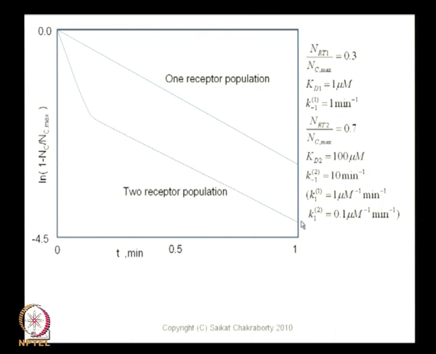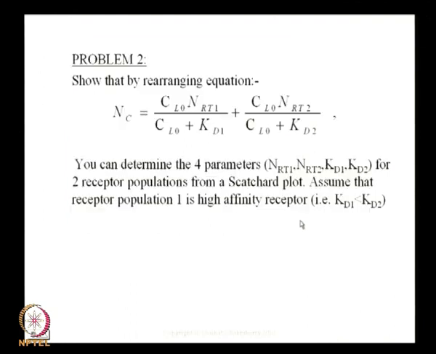Now, we have one more class today, but write down this problem for now. This would be a second problem for assignment. Show by rearranging the equation NC equals CL naught nRT1 over CL naught plus KD1, plus CL naught nRT2 over CL naught plus KD2. So this is essentially NC max 1 plus NC max 2.